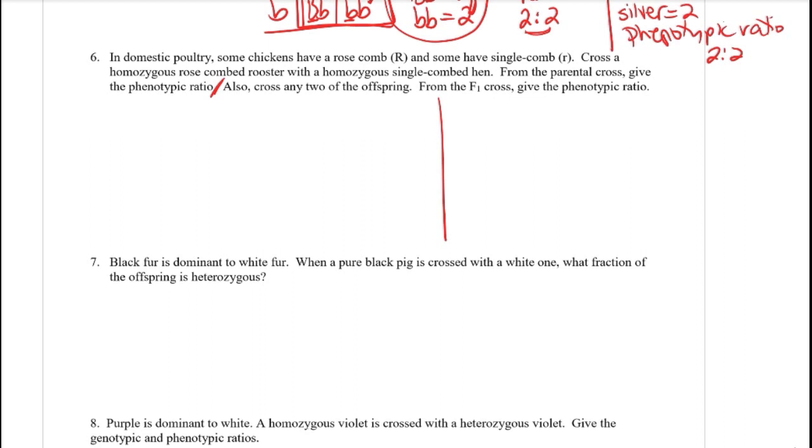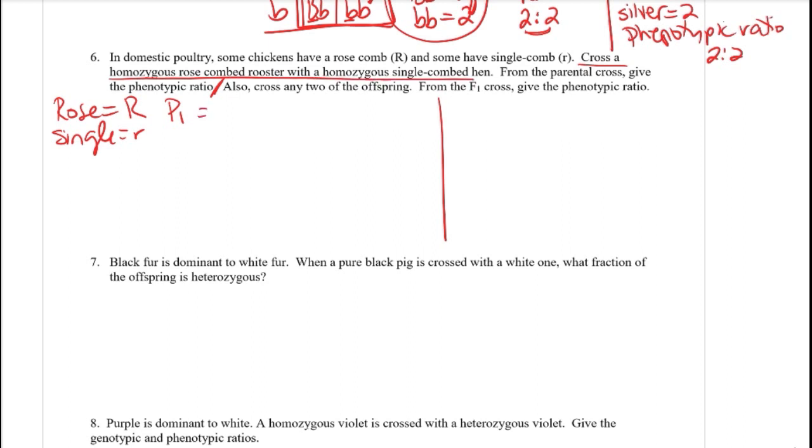Let's start with my symbols. So I've got rose is a capital R. I've got single is a lowercase r. And then my first cross. Now this is my parental cross. Remember how we use the symbols P1, F1, F2? This is where this is going to come into play. So this is my P1, my parental, right here.